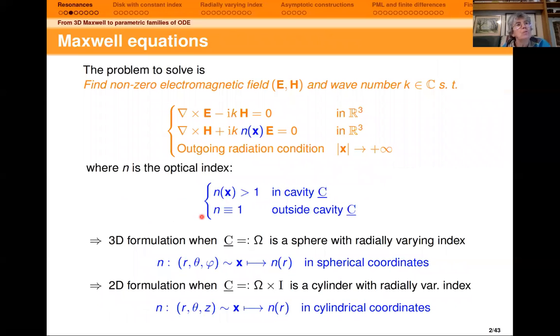So to go from physics to what we will study and compute, we start from the Maxwell equations. I write here Maxwell equations in the 3D space, R3, with electric and magnetic fields. And here, n of x is the optical index. The optical index is a relative quantity. It's 1 in empty space, and it is larger than 1 in the bounded cavity. And we have what I wrote, the outgoing radiation condition, and we will comment on this later on.